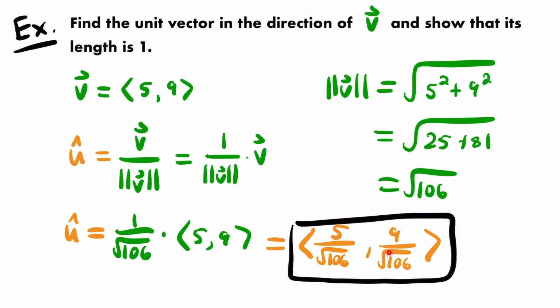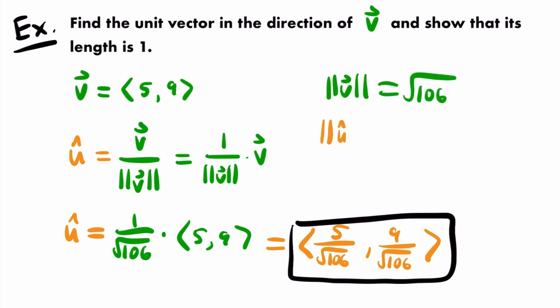All right, so we found the unit vector, but we also want to show that its length is 1, right? Because a unit vector has a magnitude or a length of 1. So we want to make sure that that's true for this unit vector that we just found. So let's test that out.